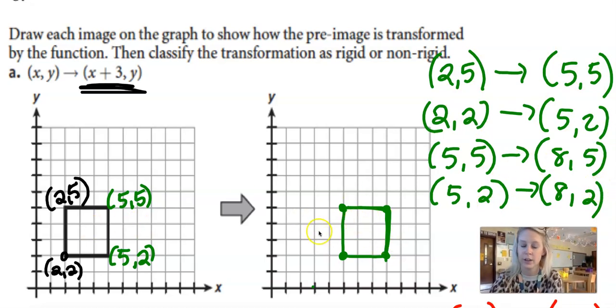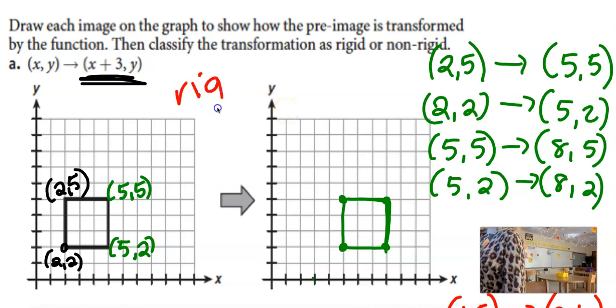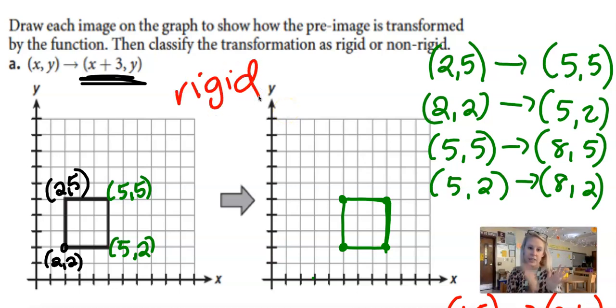Okay, so if you can do that in your brain, awesome. I like to write out the order pairs to help me out. Okay, and this would actually be an example of rigid motion because it did not change the size or the shape, it remained the same.